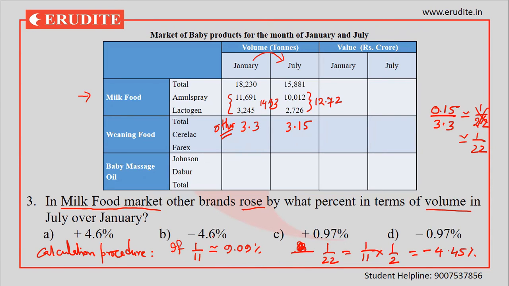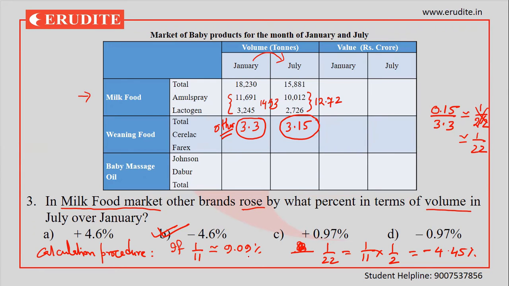And 4.45 is approximately coming closer to option B. So it is minus, it should not be plus, because it is coming down. So please recall the calculation procedure. From the other part, 3.3 is going to 3.15. So it is a reduction of 0.15, and the initial value is 3.3. 0.15 by 3.3, if I do it, it is coming approximately 1 by 22. 1 by 11 in fraction is 9.09%.